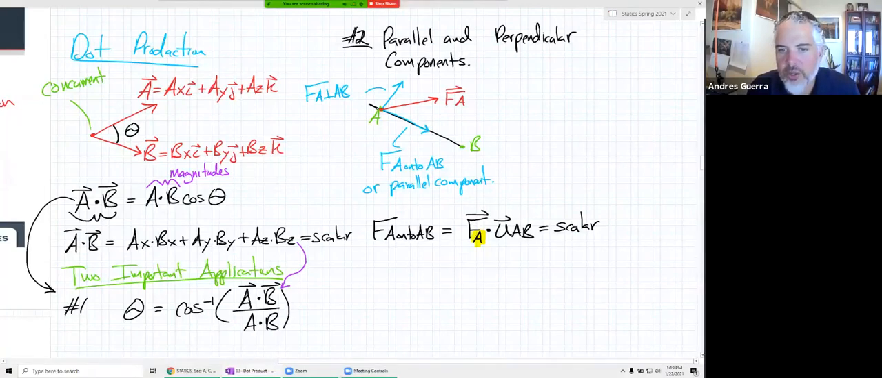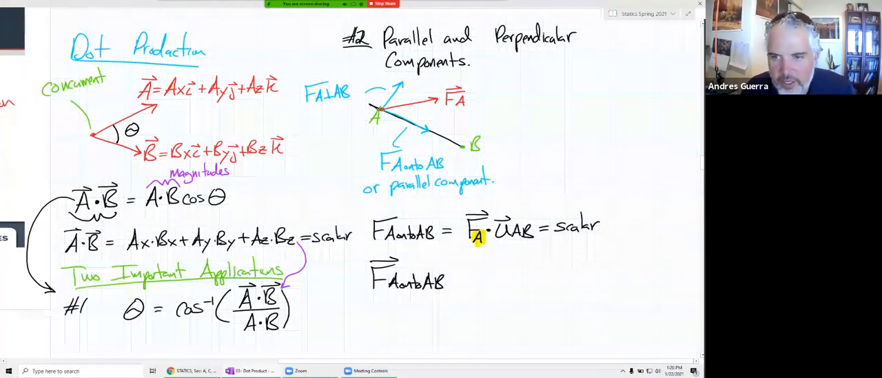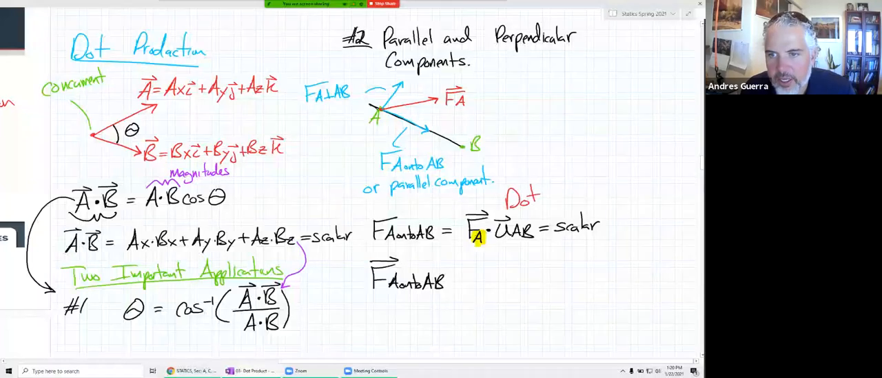So we can always use this equation to do this. It's really pretty straightforward, right? It's just F dotted with a unit vector. The force vector dotted with a unit vector will always give us the parallel component right there. So now FA onto AB, out of the dot product, we get a scalar. This is the dot product, and we end up with a scalar there.